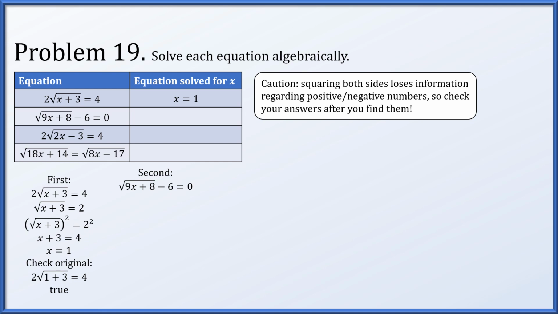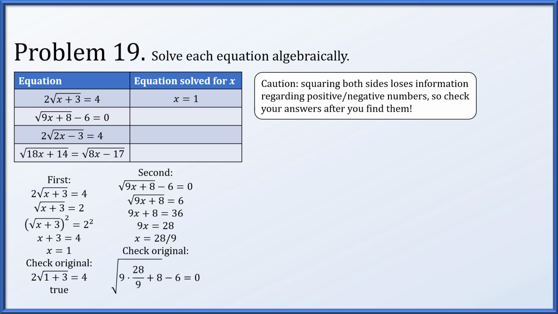Second, the square root of 9x plus 8 minus 6 is 0. We're going to add 6 to both sides. We're then going to square both sides. We can now subtract 8 and divide by 9, solving x is equal to 28 over 9. But since we squared both sides at some step, we should check the original. Under the radical, we would have 9x, or 9 times 28/9, plus 8 minus 6. 9 times 28 over 9 is simply 28. 28 plus 8 is 36. The square root of 36 is 6, and 6 minus 6 is 0. This all checks out. So indeed, x equals 28 over 9 is the solution for the second.